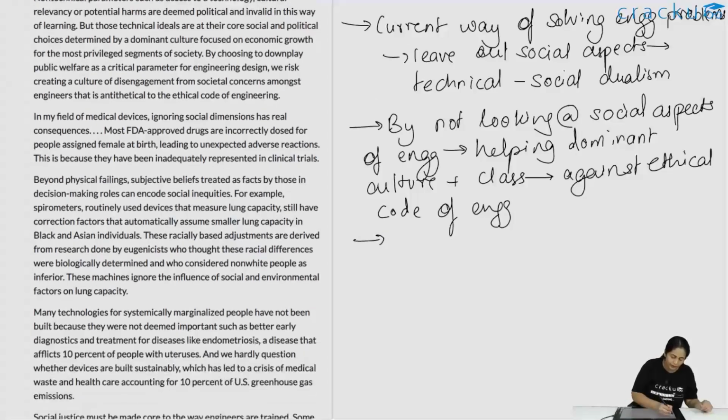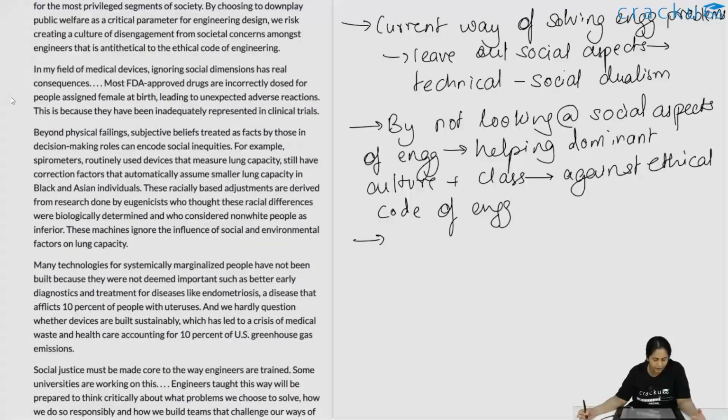Now let's take a look at the next paragraph. In my field of medical devices, ignoring social dimensions has real consequences. Most FDA-approved drugs are incorrectly dosed for people assigned female at birth, leading to unexpected adverse reactions. This is because they have been inadequately represented in clinical trials.